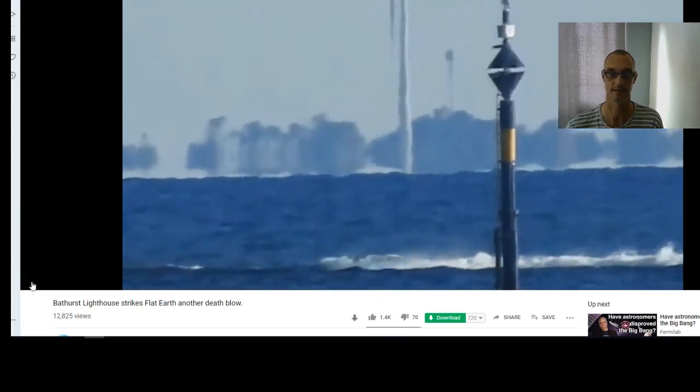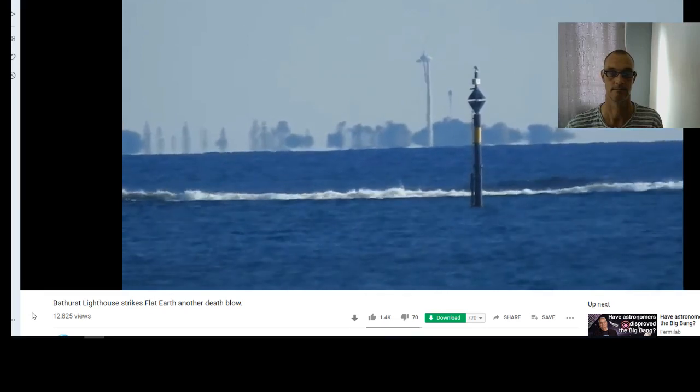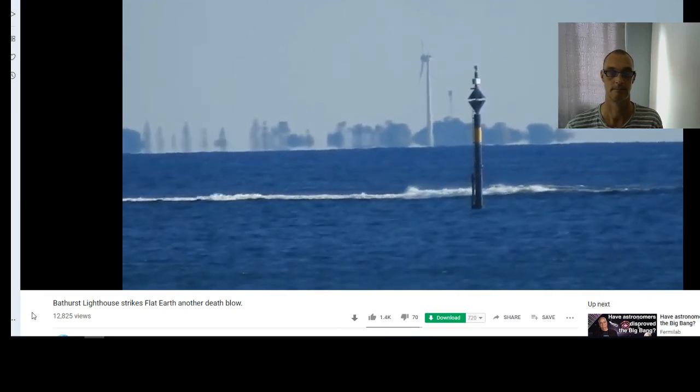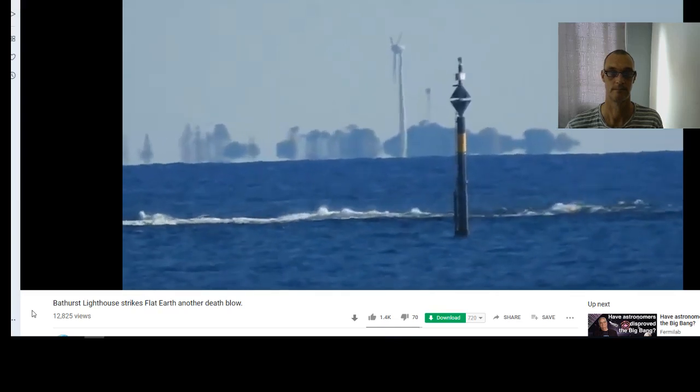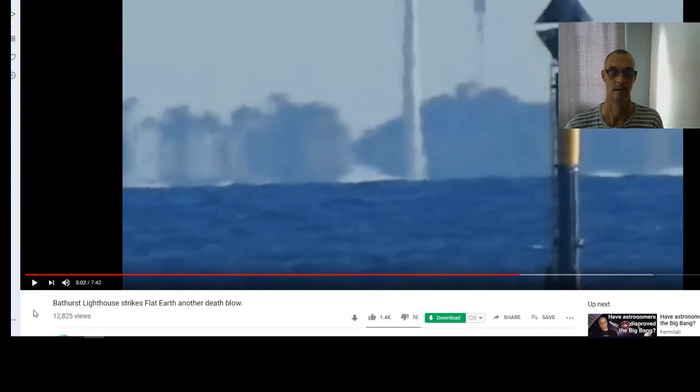Okay, we'll listen to what he says. There's the wind turbine, and that wind turbine is actually located on a hill. But again, because of the curvature of the Earth, from this distance it appears that the base is touching the water. Okay, so he made that outright claim. Because of the curvature of the Earth, it appears that the base of that windmill is touching the water.